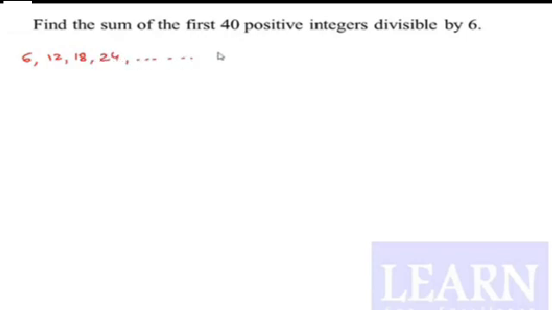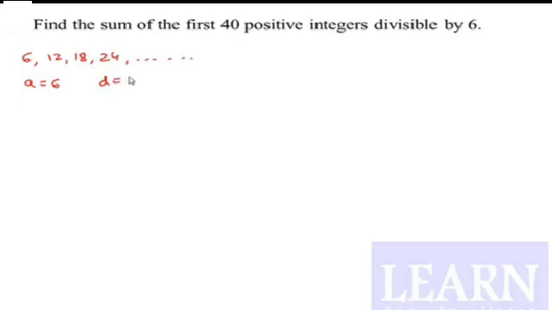It is nothing but the table of 6. Multiples of 6: 6 ones are 6, 6 twos are 12, 6 threes are 18, 6 fours are 24. We need to find the sum of all the multiples of 6 up to 40 terms, right? So what we know here, we know A is equal to 6. What about D?